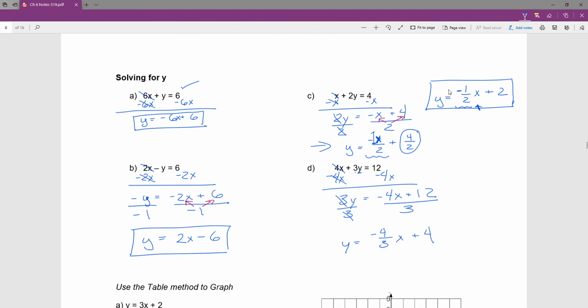I skipped that step. If you want to see it, I'm happy to show it. But it is probably getting easier to go to this step here, because what's going on is the 3 is dividing into this and the 3 is dividing into that. And I took that step of simplifying it all in one step.